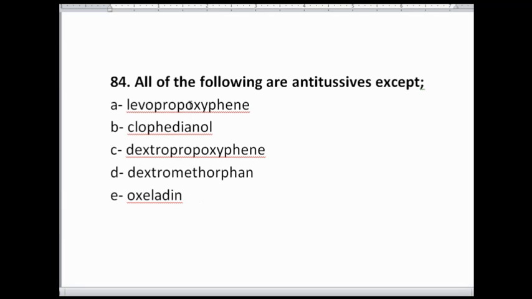Actually in this, 4 options are antitussives while one is not. The one that is not is actually this one, C, dextropropoxyphene. This compound is actually an analgesic and it is not an antitussive. The other 4 are antitussives. So the correct answer is C.